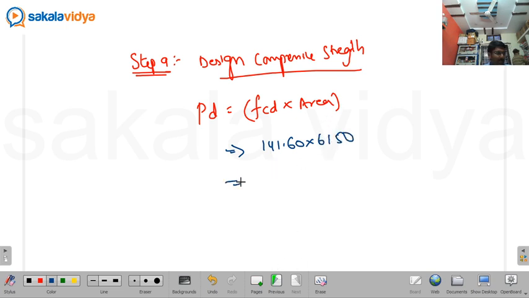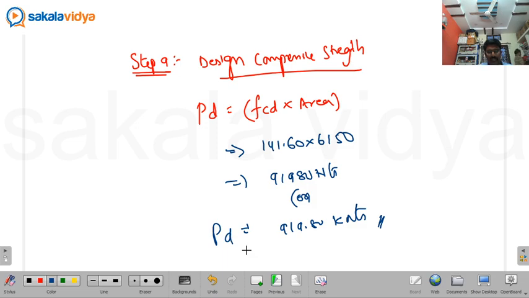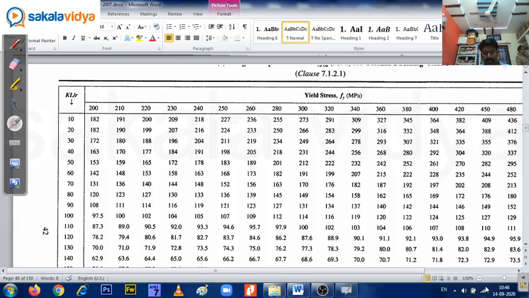The area is 6150. We multiply this and we get the answer as 91980 newtons or 919.80 kilonewtons. So this is our design compressive strength.